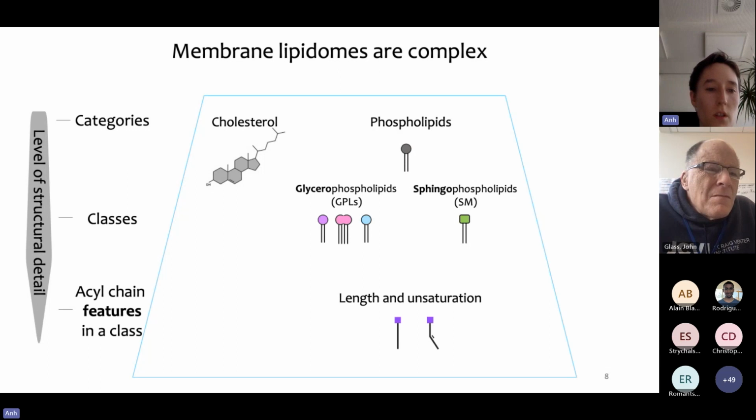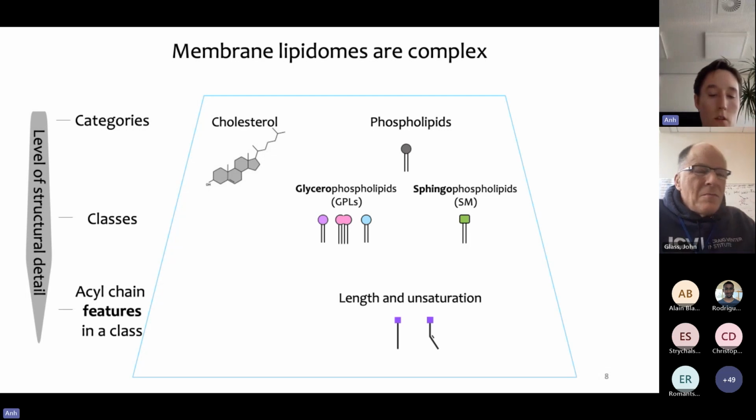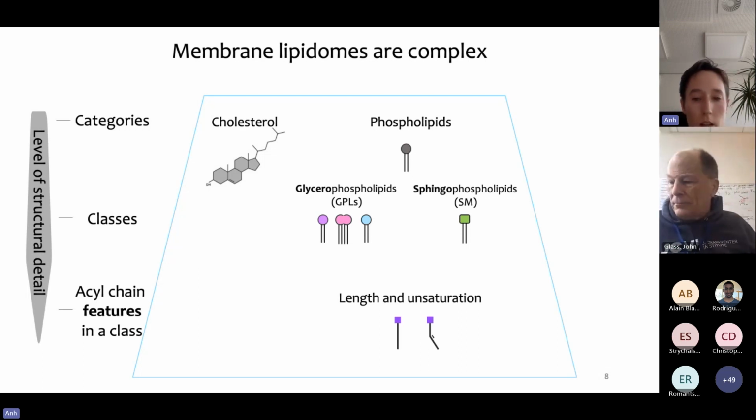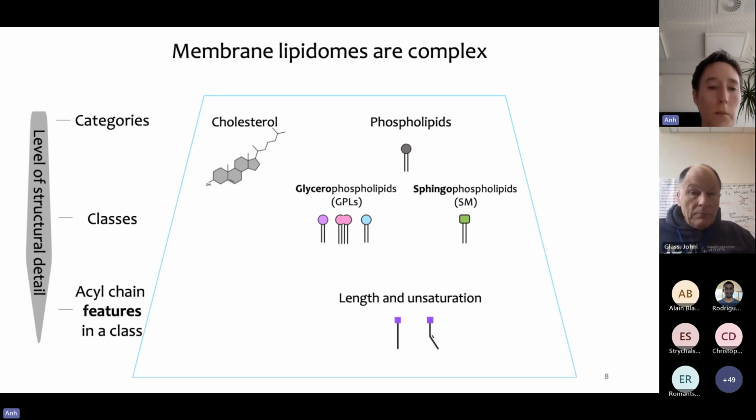Finally, on the most detailed structural level, each of the phospholipids has at least two acyl chains characterized by length and unsaturation parameters, namely the number of carbons in the chain, which is length, and the number of double bonds, which is the unsaturation. So it gives us quite a laboratory of possible lipid compositions in the mycoplasma lipidome.